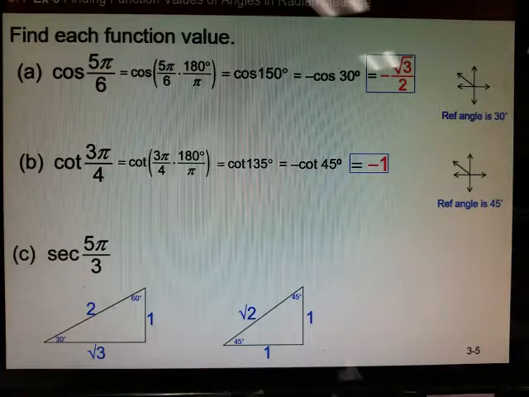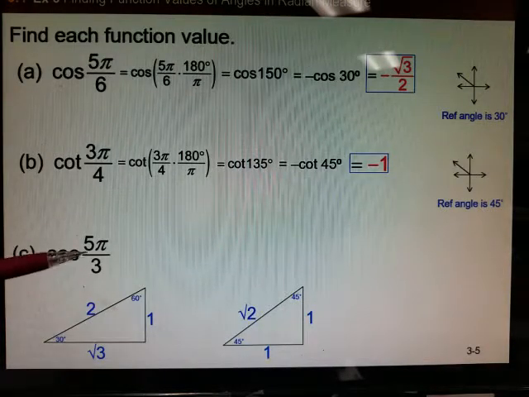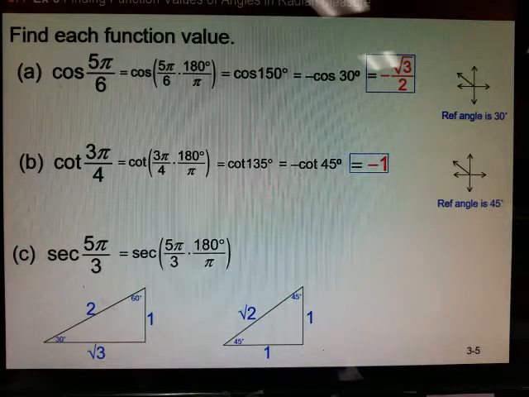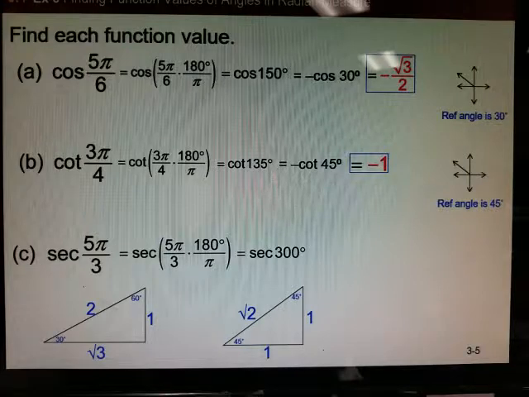Right, now I need the secant of 5 pi over 3. So pi is, again, equivalent to 180 degrees. Divided by 3 would be 60 degrees. Times 5 would be 300 degrees. So I need the secant at 300 degrees. 300 degrees would put me in quadrant, hopefully you're thinking 4, with a reference angle of 60.